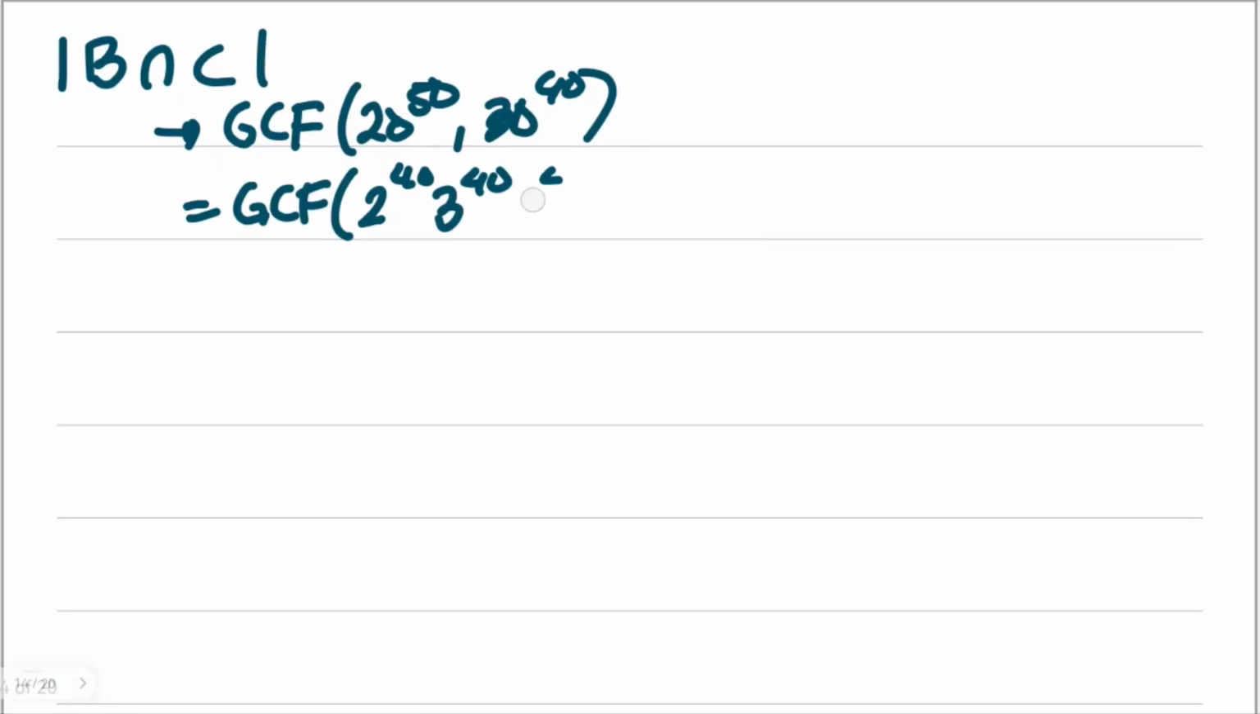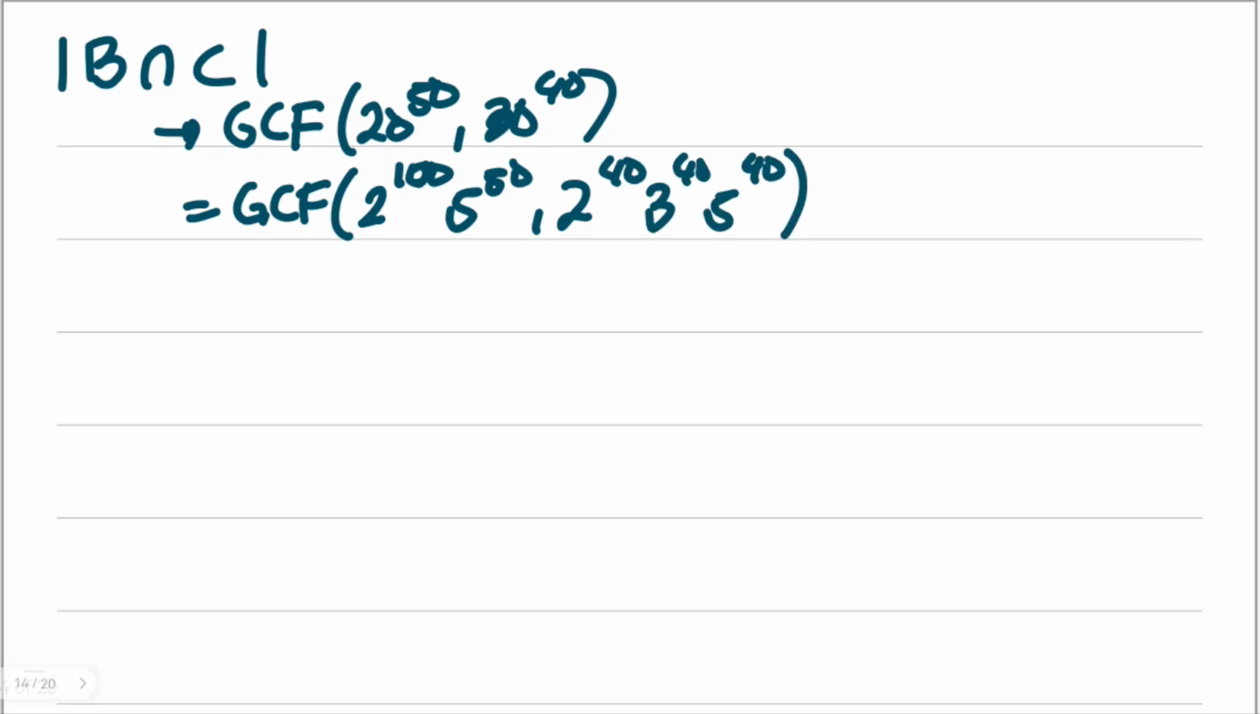My bad. Okay? So I'm going to erase this. 2 to the power of 100, 5 to the power of 50, and then here 2 to the power of 40, 3 to the power of 40, and 5 to the power of 40. Okay? So the GCF again is the common between them. So 3 is here, but it's not on the others. We will not include that. So 2 to the power of 40, the minimum exponent, and 5 to the power of 40.